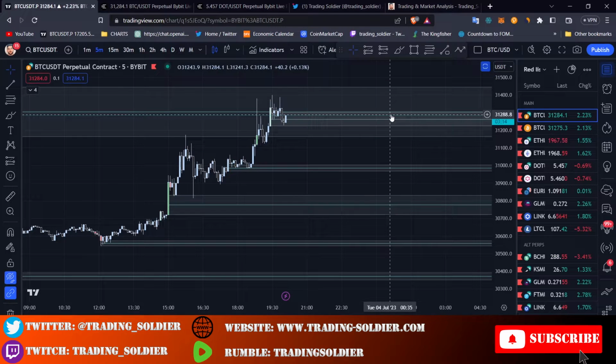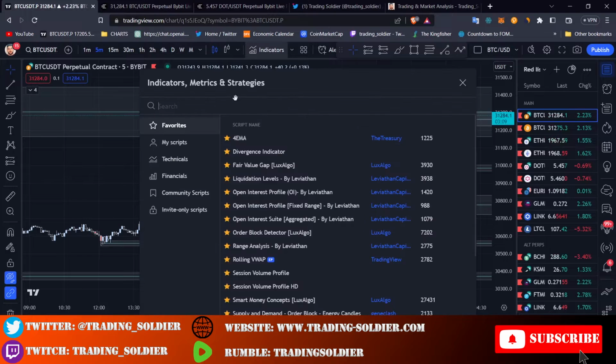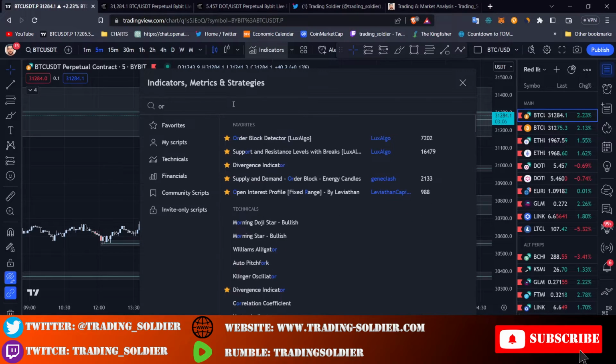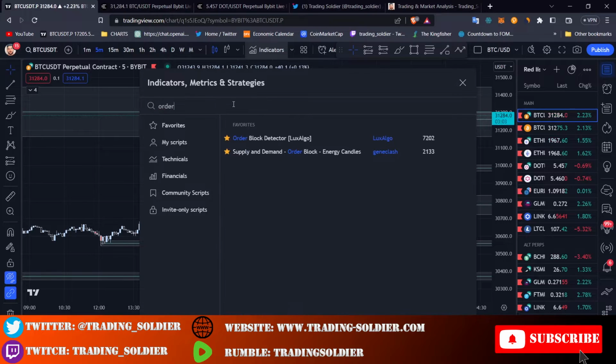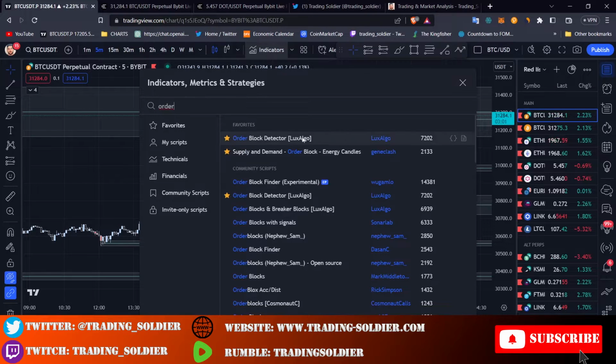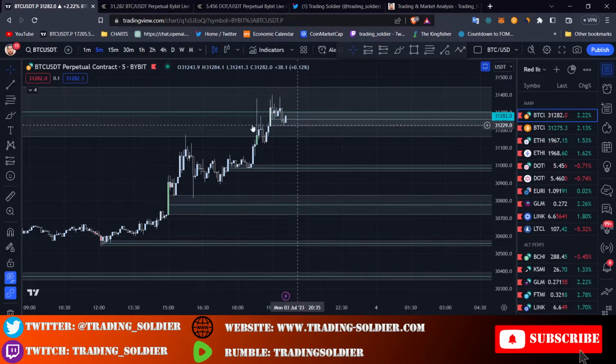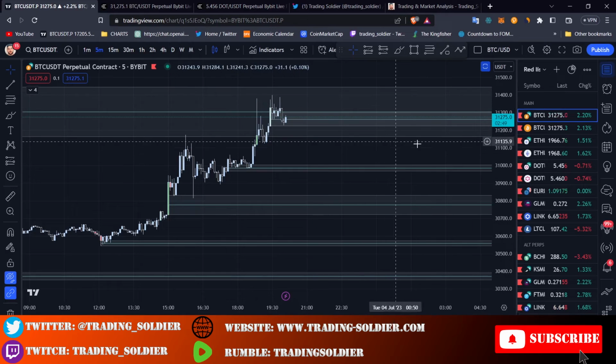So to identify these order blocks, I'm using an indicator, this indicator. As you can see here, we type order blocks, and we see Order Block Detector by LuxAlgo. You see here, LuxAlgo, Order Block Detector. This is the actual indicator that I have loaded in my chart right now.